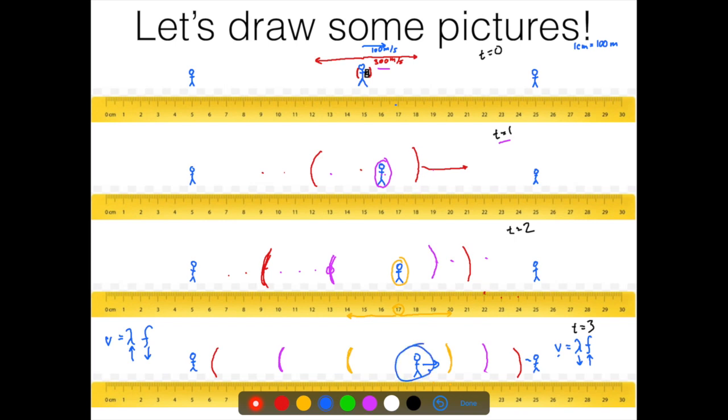Because of something that's moving, the wave has an observed value that is different from the value that's being sent out.